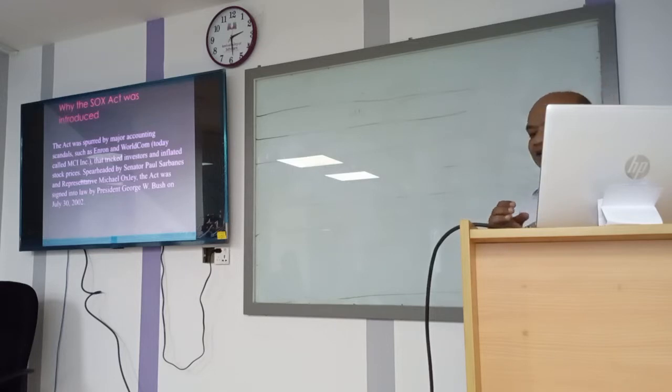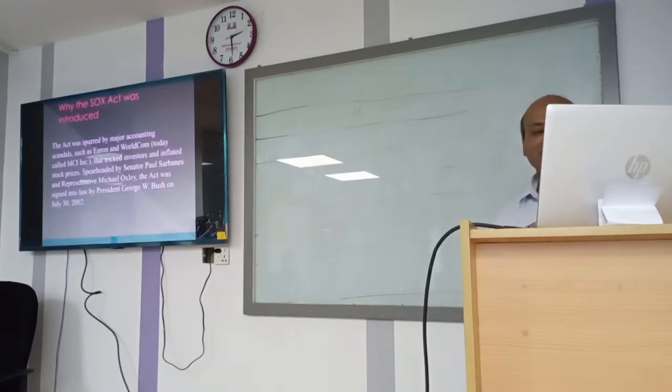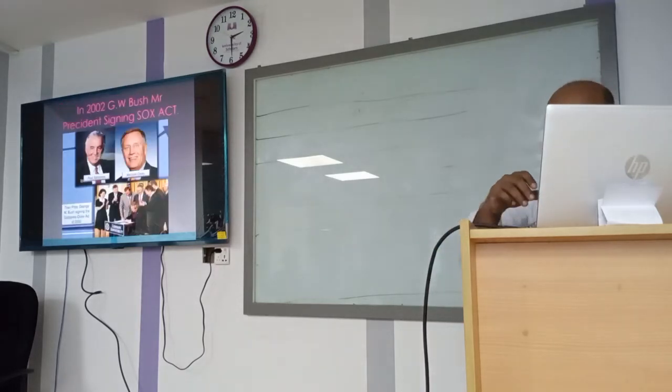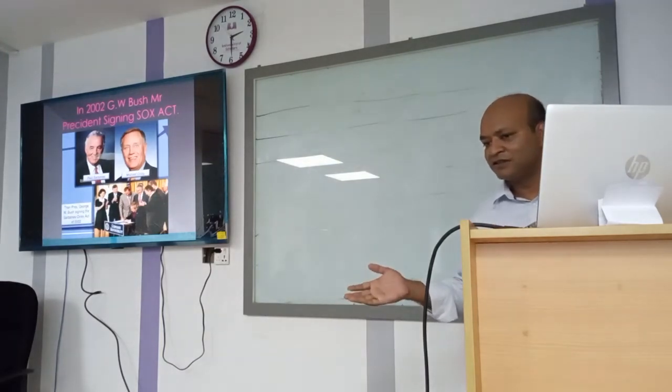So this was the beginning. What is SOX? Now we want to give a short history of why and how it actually came. The act came because of major accounting scandals, such as Enron, as we already said in the previous slide. Enron and WorldCom, today called MCI Inc., tricked investors and inflated stock prices. That is why, spearheaded by Senator Paul Sarbanes and Representative Michael Oxley, the act was signed into law by President George W. Bush on July 30, 2002. So, sir, may I request another one from our group to present, please?